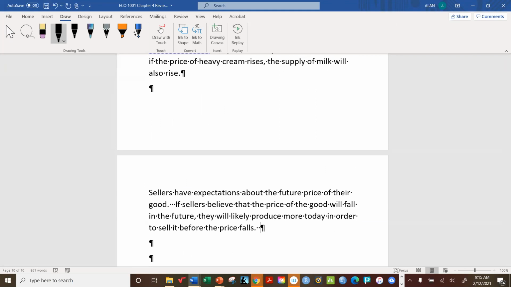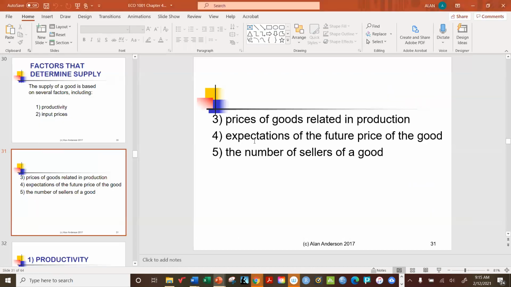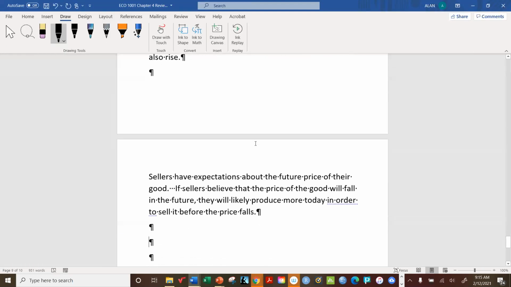Because, let's say you're a tomato farmer and you have a reason to believe that in the future the supply of tomatoes will be enormous, the price will drop. So you want to sell them now while they're still reasonably expensive. Of course, you still might be wrong, but if you really believe this, you're likely to affect the amount of tomatoes that you produce.